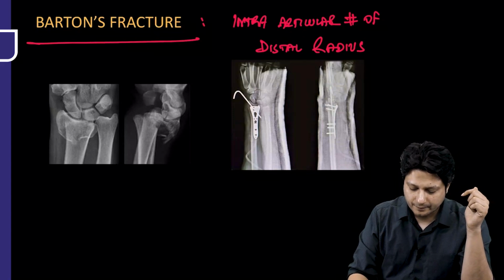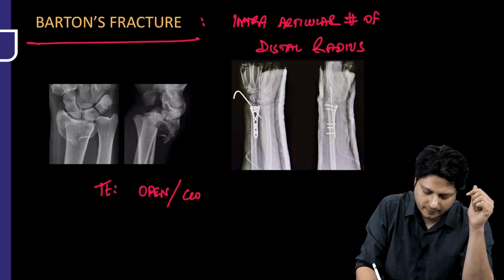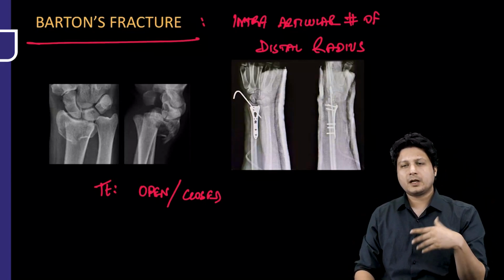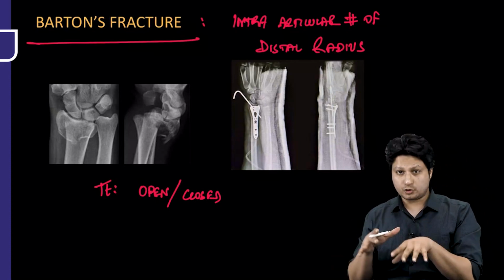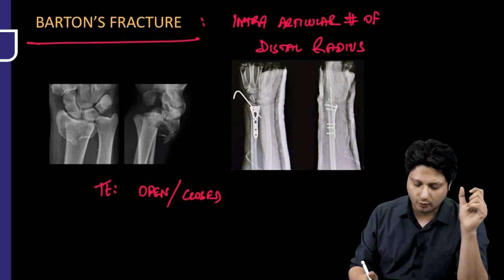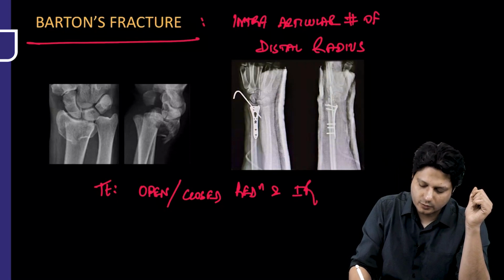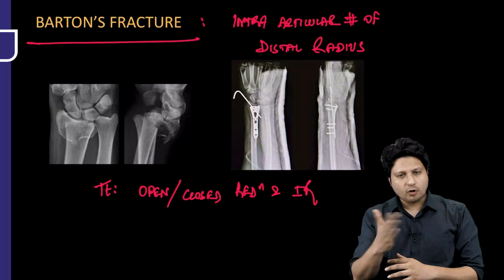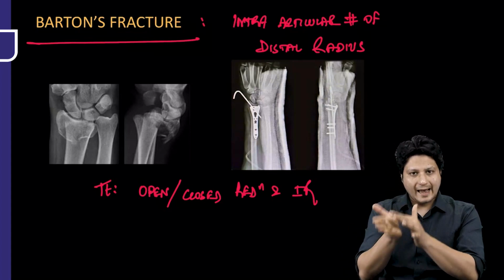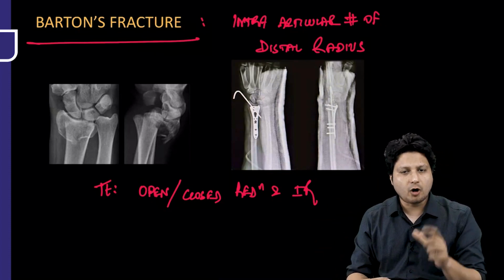Now, in case of Barton's fracture, the management is achieved by open or closed reduction. Meaning in a very limited number of cases, the reduction can be achieved by closed means, but the majority of the time you have to go for open reduction and internal fixation. You cannot manage a Barton fracture successfully otherwise. Union will be achieved, but with complications. So management has to be achieved by open reduction and internal fixation, either in the form of a plate or in the form of wires.